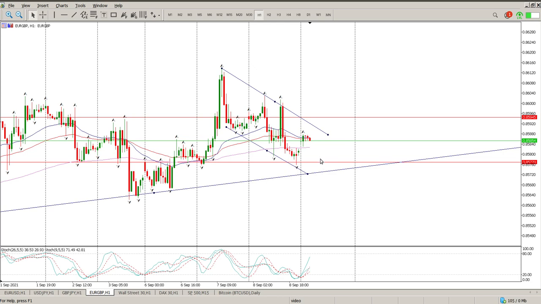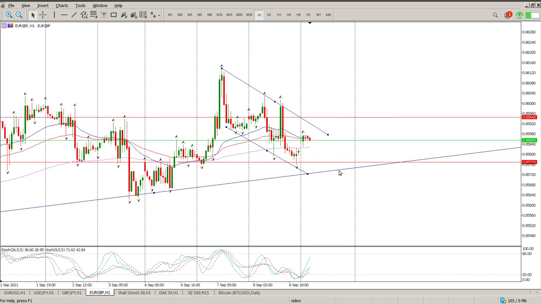So I would expect another move to the downside, probably into 0.85770, possibly a little bit lower down to the 0.85700 area. But I suspect this diagonal trend line will hold, and that would be a buying opportunity off that. And then you're going to be looking for 0.85945. What I don't like about this is the moving averages are flat.